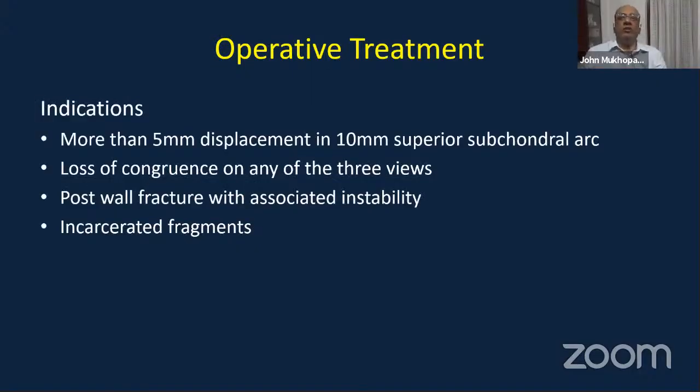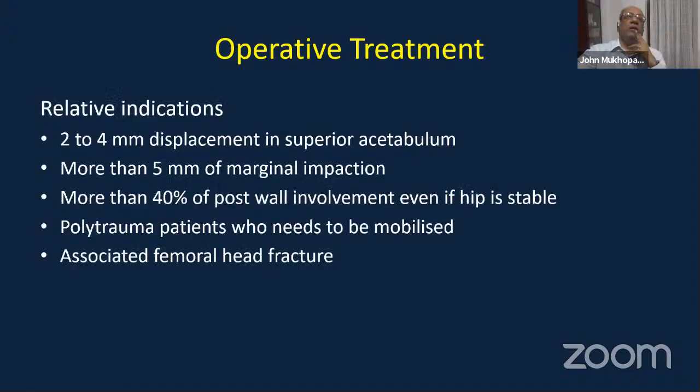Now, we've talked about conservative treatment. What are your indications for surgery? I think if there's more than 5 millimeters of displacement, especially in the weight-bearing arc, okay? If there's any loss of congruence in any of the three views of the joint, of course, posterior wall fractures with instability, we touched on that. If there's an incarcerated fragment within a joint, especially a large fragment, or dome impaction, then you need to think of surgery. More relative indications would be displacement between 2 to 4 millimeters.